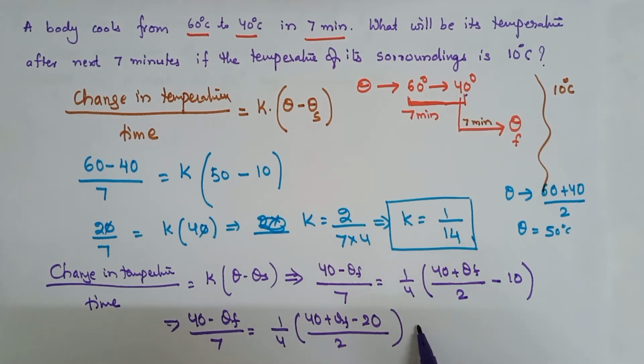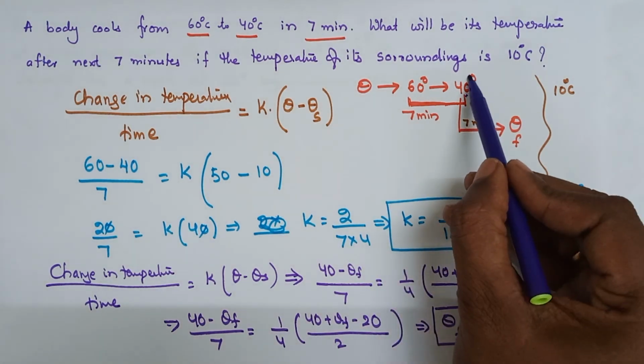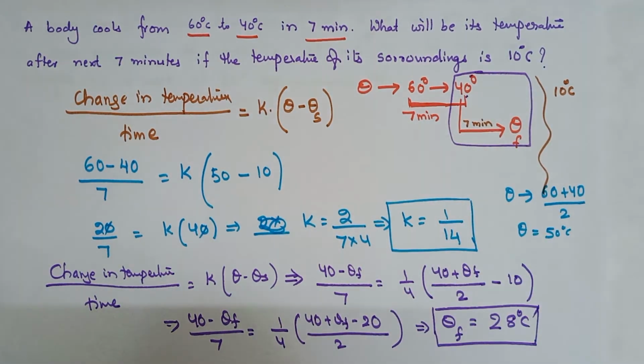After doing all the calculations, we want to find theta f, right? Theta f is obtained as 28 degrees Celsius. So for the next 7 minutes, we have to start a new set of equations for this set. So we'll get the answer like that.